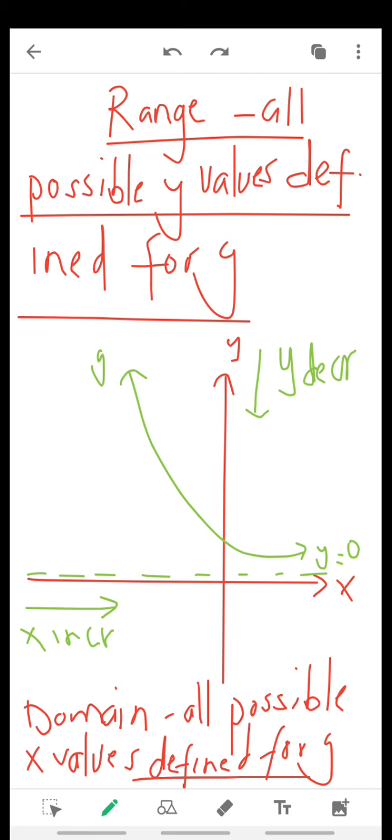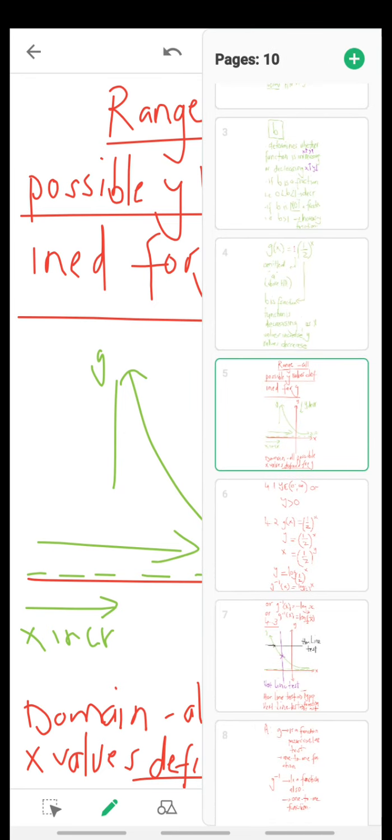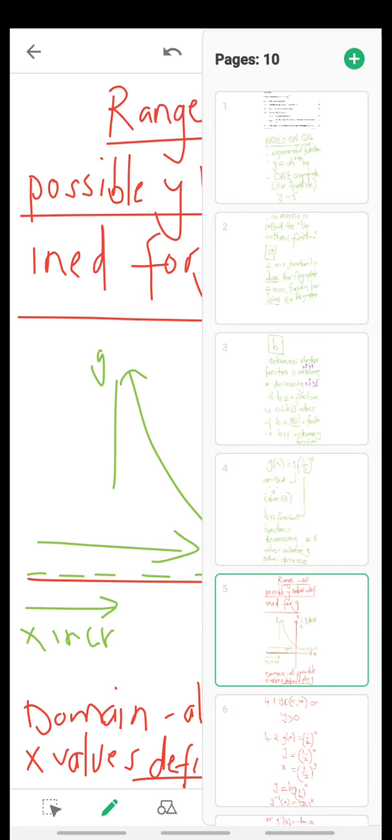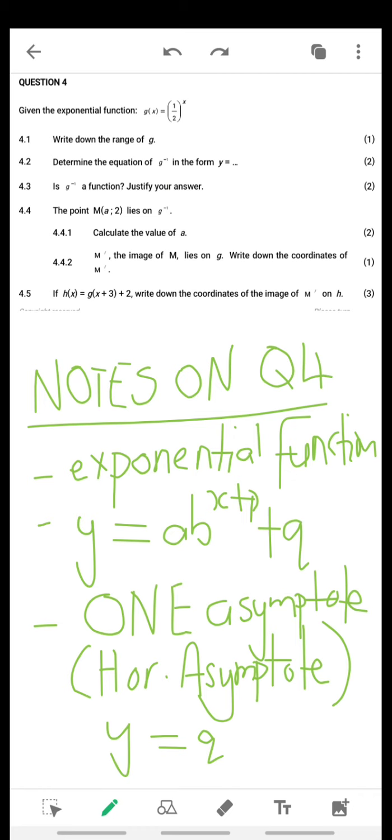So here I've tried to give another example, okay, of a decreasing function. So as x values are getting bigger and bigger, then y is getting smaller and smaller, as you can see here, okay? So this will be a decreasing function, all right? Now, let us go to the questions. Given the exponential function, what we notice is the 1 is omitted in front of the half, but we know the 1 is positive. Therefore, we expect the function to be above the horizontal asymptote. Since b is a fraction, the function will be a decreasing function.